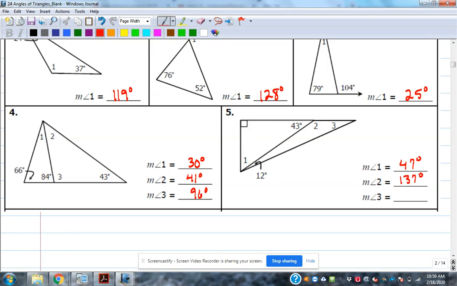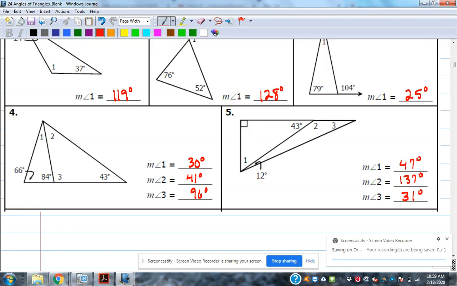Now let's get angle 3, the last one. And you get 31 as the final answer. Good job. A lot of different ways to get those angle measurements in here. Linear pairs are still an option.